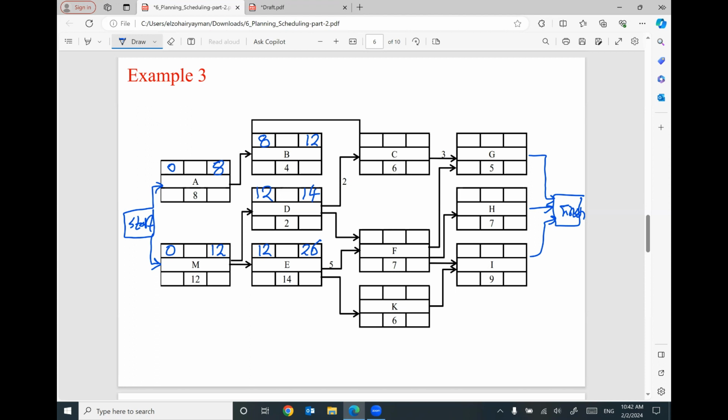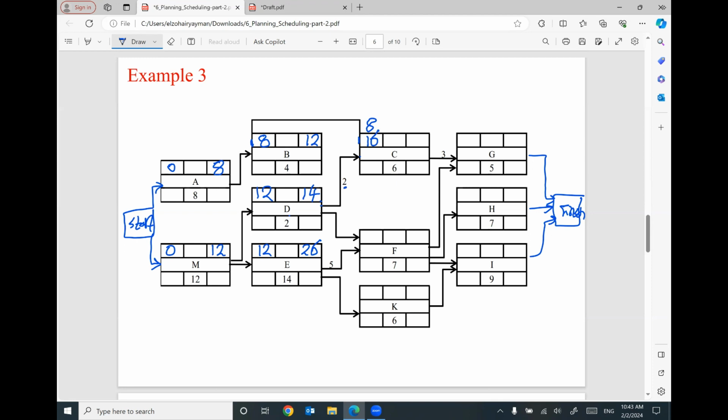For activity C, be careful. For activity C, we have two relationships. The first relationship is start of B means start of C, start to start relationship. That means the start of activity B at 8 will be 8, the start of activity C. Or we have a finish to start relationship with activity D with a delay, with a lag equal to +2. So the finish of activity D at 14 means the start of activity C at 16. I have to wait for 2 days.